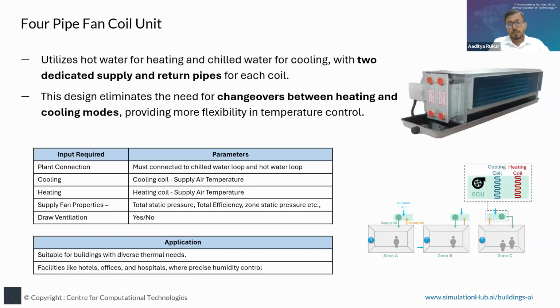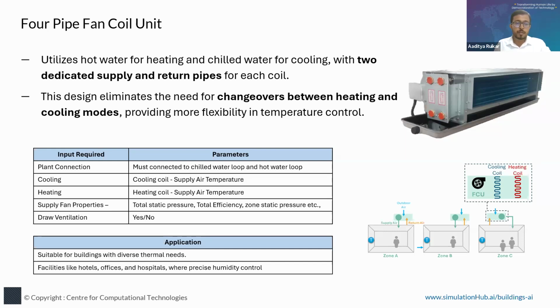Yeah. So next is the 4-pipe fan coil unit. How this distinguishes itself: earlier in the VRF system, it was using refrigerant as a medium to transfer heat from indoor to outdoor. Here it uses water as the transferring medium from the chillers and boilers.